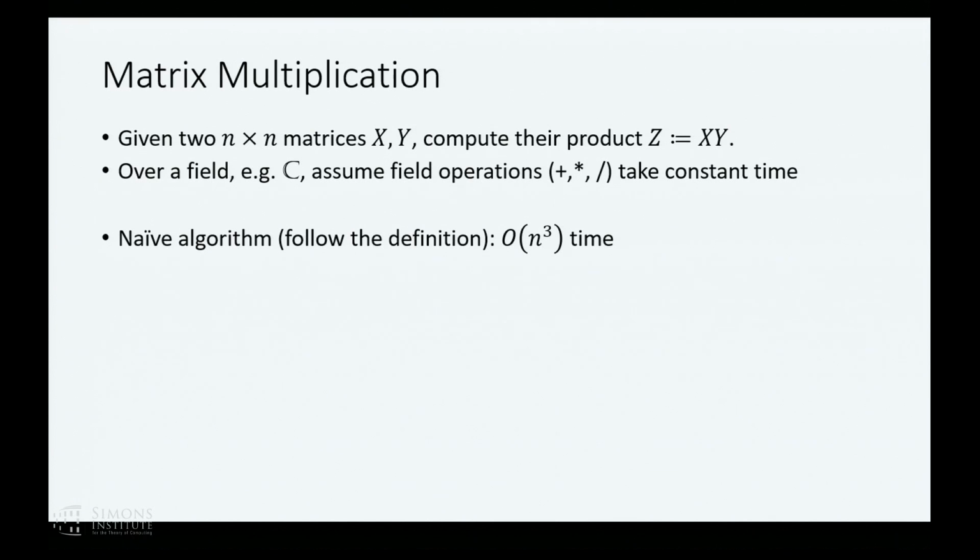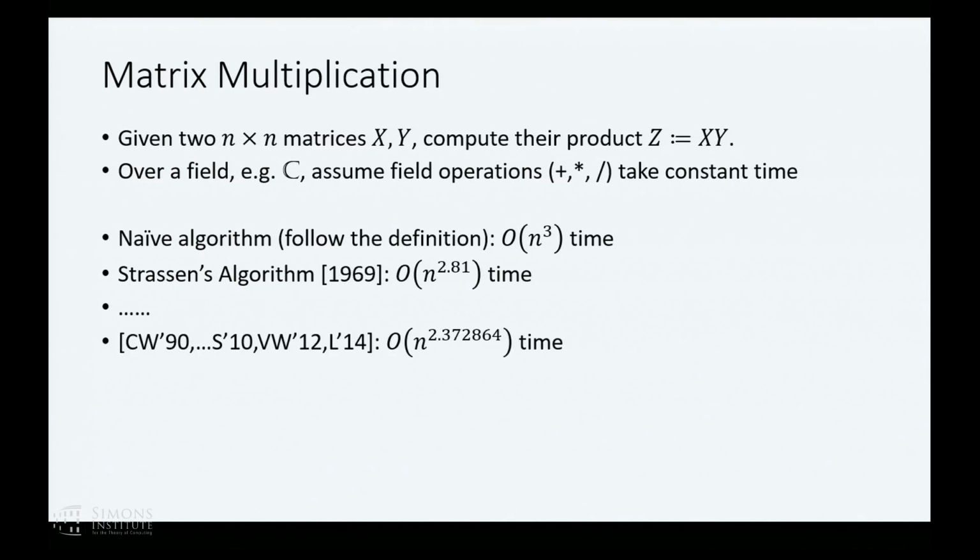Clearly, the naive algorithm just follows the definition, and you can compute the product of two n by n matrices in n cubed time. A big breakthrough was by Strassen, who showed that you can do it faster, in n to the 2.81 time. Then there were a lot of improvements, which I'll talk about in a little while, and this culminated in the current best running time, which is something like n to the 2.3729. Probably it can improve a little bit more somewhere in the decimal places if you work a little harder, but we have other things to do.